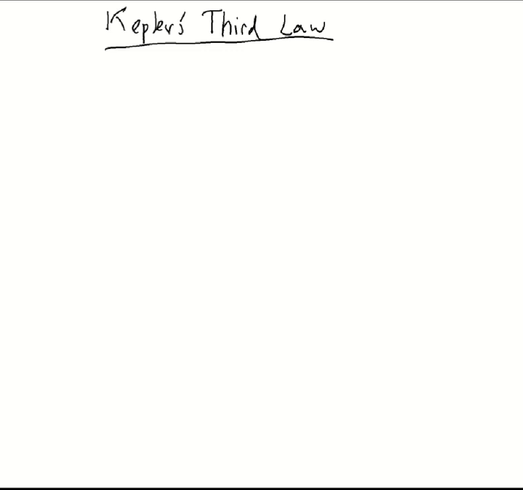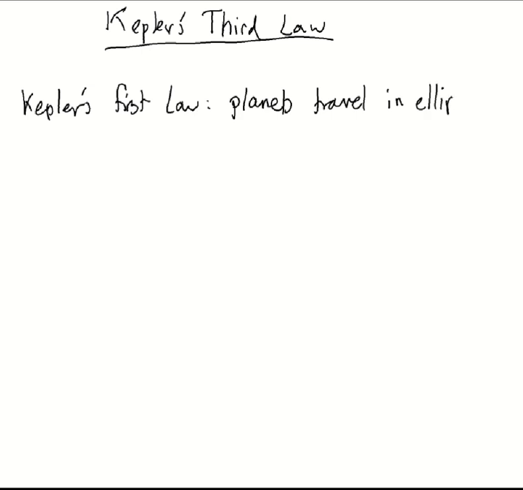Last time we looked at planetary motion, and what we did was show that from Newton's understanding of the inverse square law, we derived two of Kepler's laws. First of all, Kepler's first law: planets travel in ellipses, with the sun at the focus.